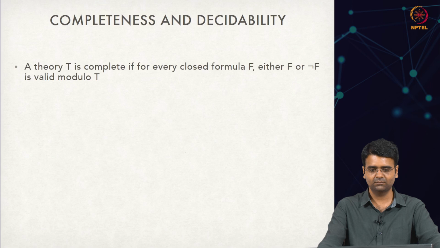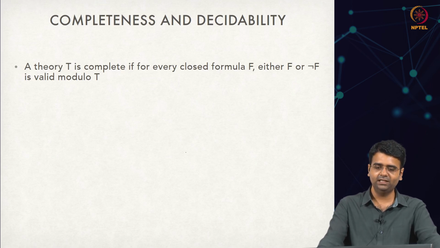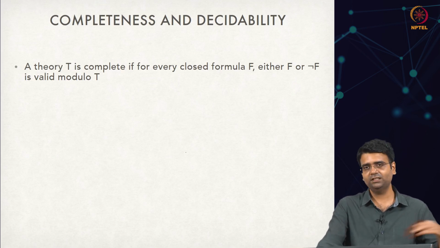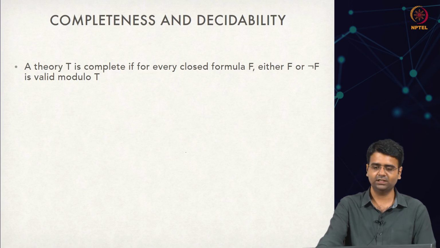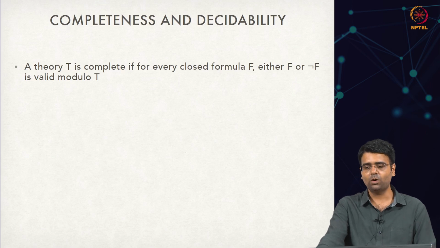Okay. So first let us define this notion of completeness. We say that a theory T is complete if for every closed formula F, either F or negation of F is valid modulo T. So you take every closed formula F. In particular you will take a Sigma T formula, which is a formula constructed using the symbols of the theory. And if you take any such formula F, either F is valid or not of F is valid modulo T. So this is a very strong statement.